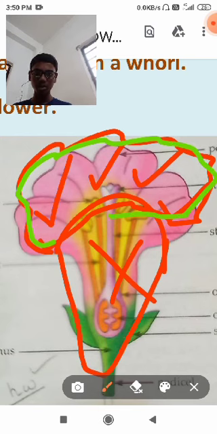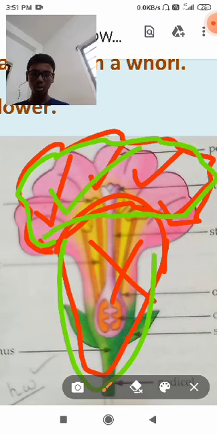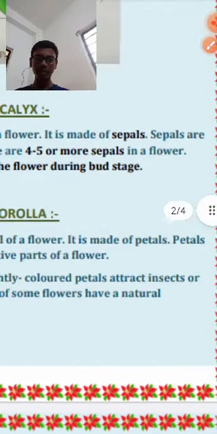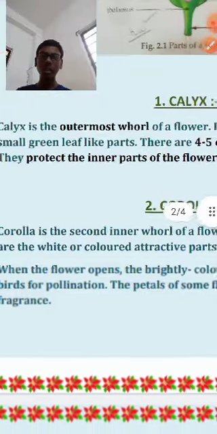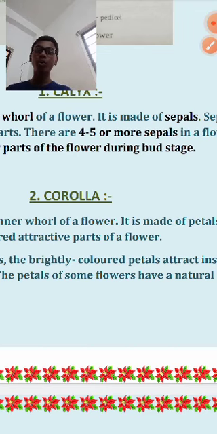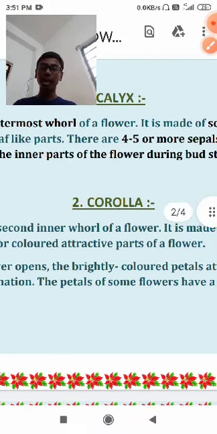This upper portion is known as the calyx, not this portion. Okay, now we will understand petals are the white or colored attractive parts of a flower. Now how does a petal look? It can be white in color or any other color, suppose yellow, red, pink, etc. It is the colored attractive part of a flower.